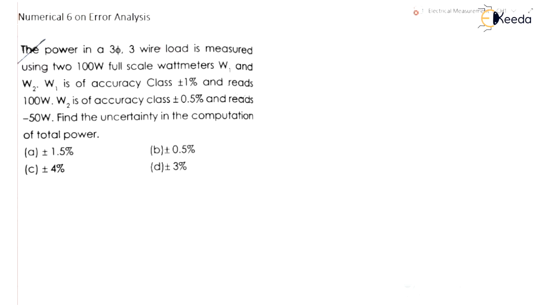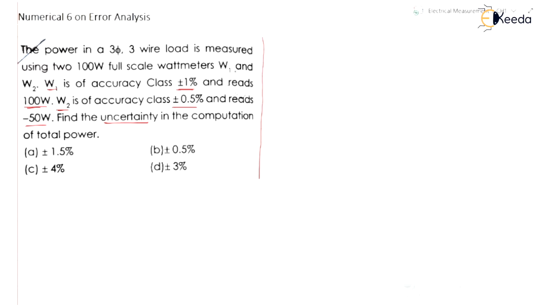While discussing the power measurement, we are going to discuss how to measure the power by using a 2 wattmeter method. Next, W1 is of accuracy class plus minus 1% and reads 100 watt. W2 is of accuracy class plus minus 0.5% and reads minus 50 watt. Find the uncertainty, which means the maximum error, in the computation of total power. So our task is to find the maximum possible error.